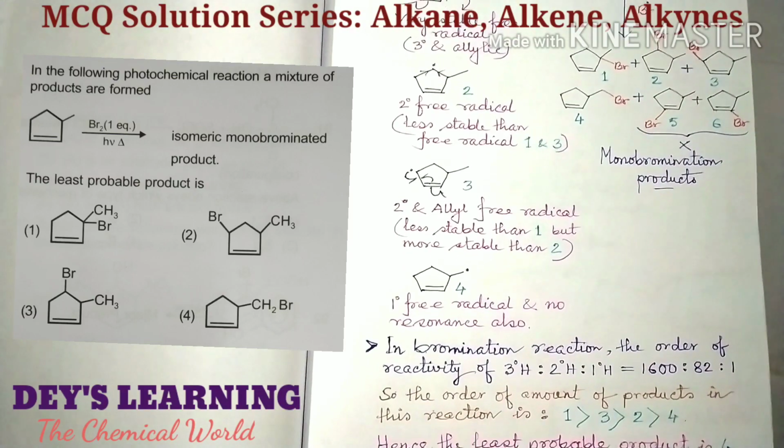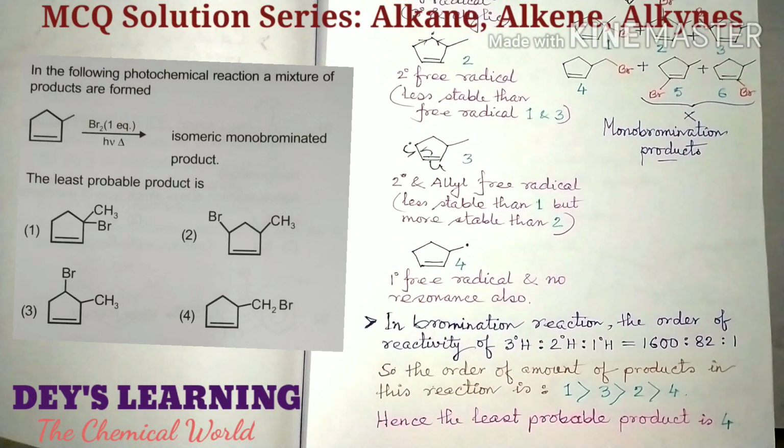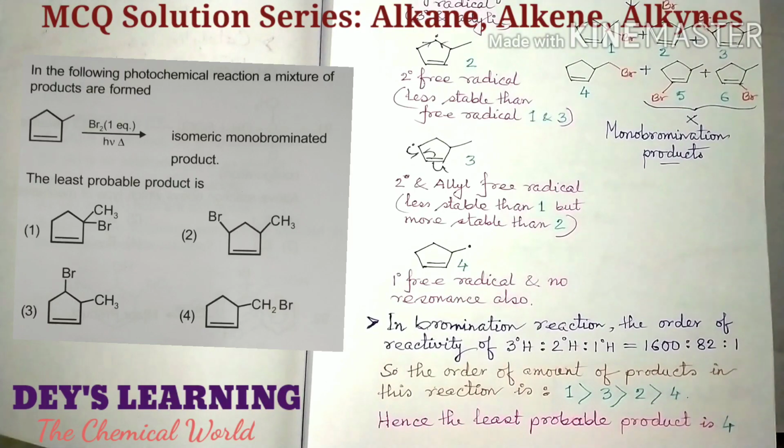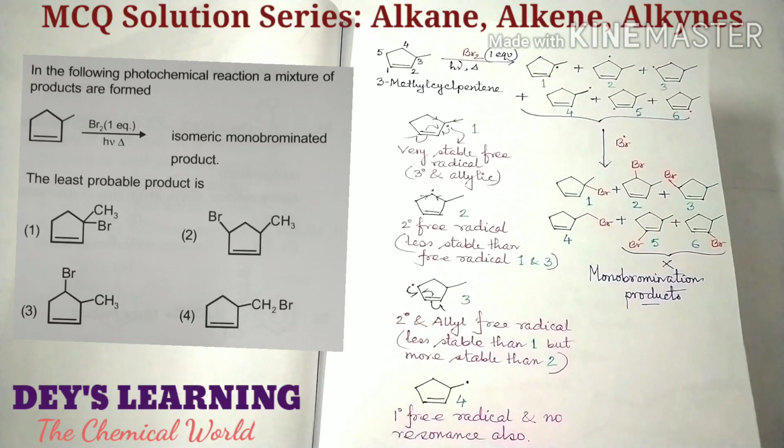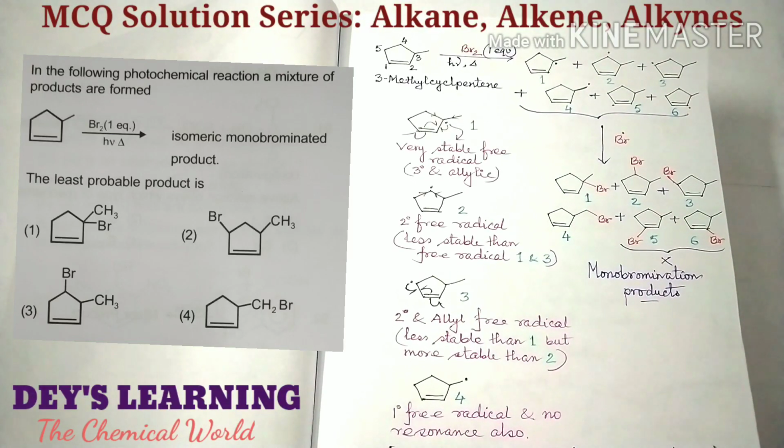The order of the amount of products in this reaction is definitely 1 is greater than 3, greater than 2 and greater than 4. Hence the least probable product is of course compound 4. So our answer is option 4 definitely. Okay.